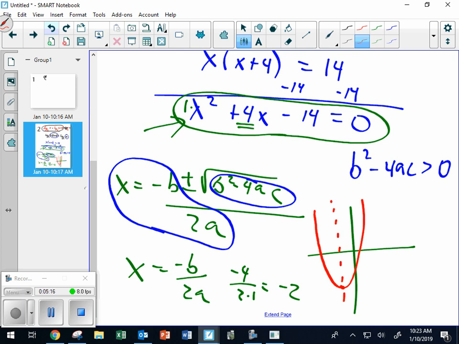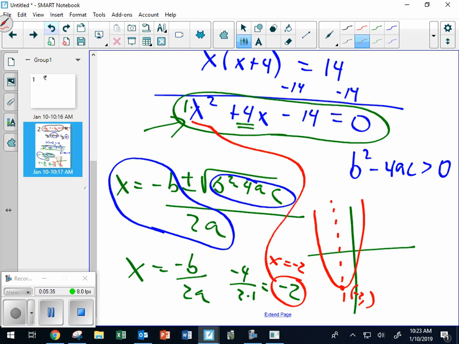X equals negative 2 isn't the vertex, but it's the line that runs through the middle, and then the vertex has to be on that. So this vertex has to be at negative 2 comma something. Well, how do I get the rest of the vertex? You just stick the negative 2 back into the equation.